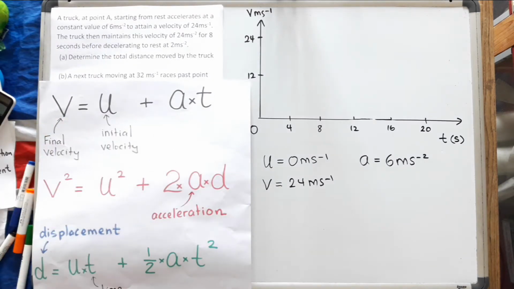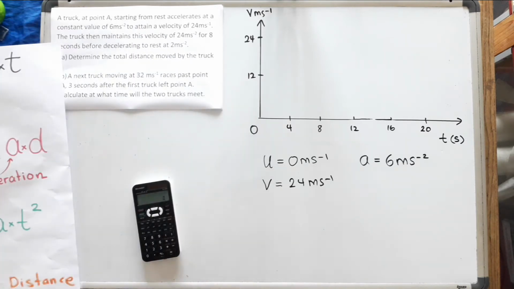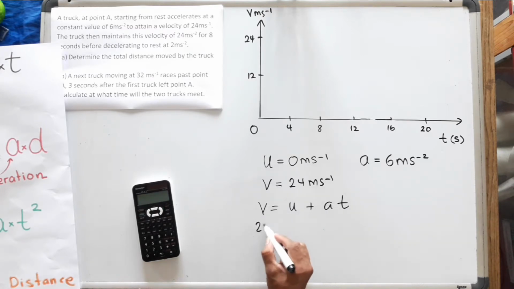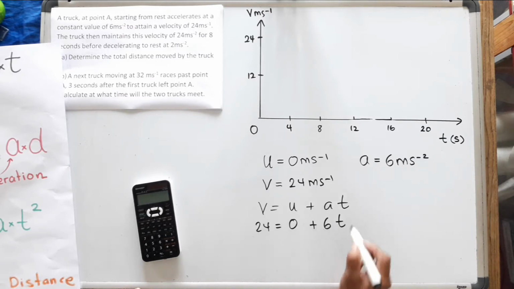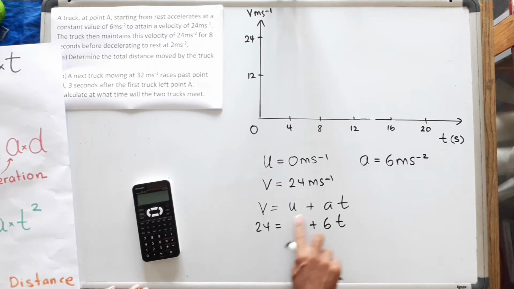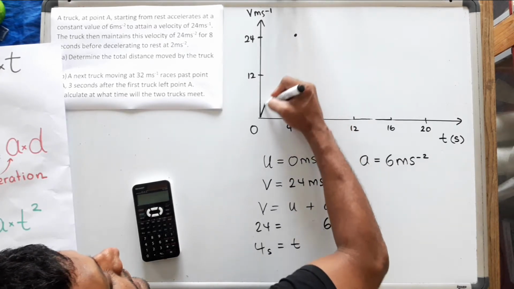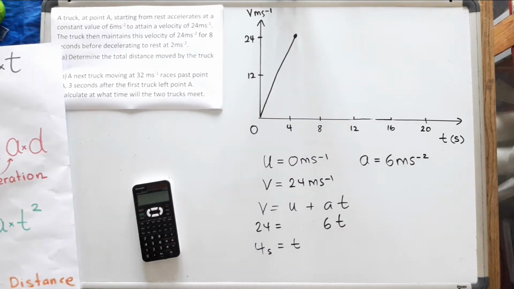We can just use the first formula. We have V, we have U, and we have A. We can just calculate t. Using that formula, V is equal to U plus at. The final velocity is 24. The starting velocity is 0. The acceleration is 6, and we're trying to find the time. The 0 is going to amount to nothing. Throw across the multiply, you're going to get a divide. So the time will be 4 seconds. In 4 seconds, I'm going to draw it in here, it was able to attain a velocity of 24 meters per second.